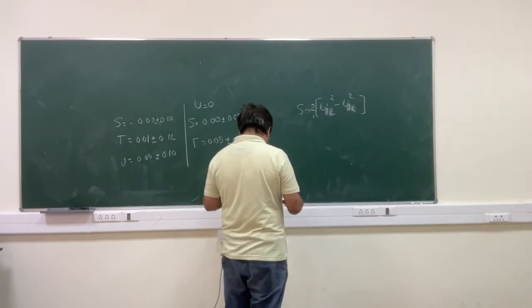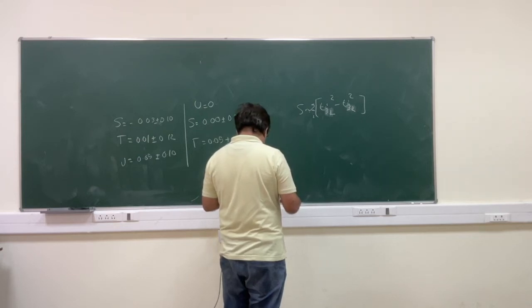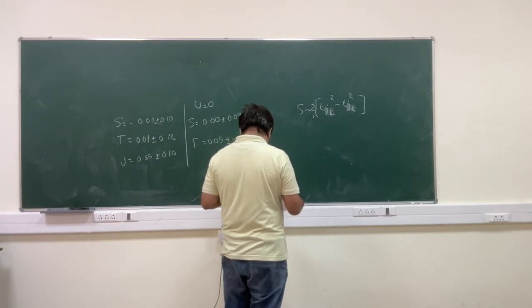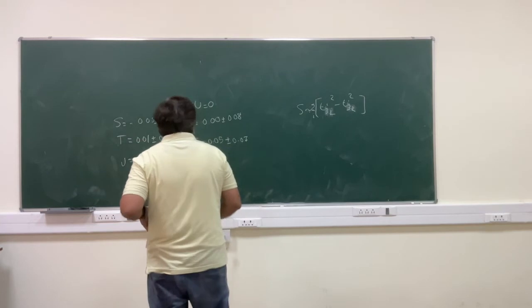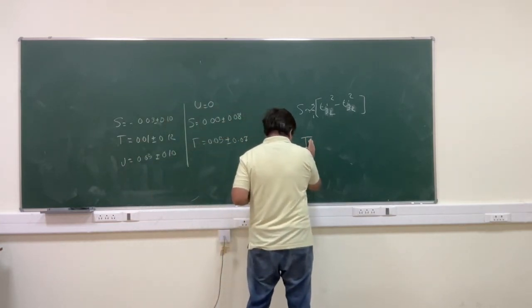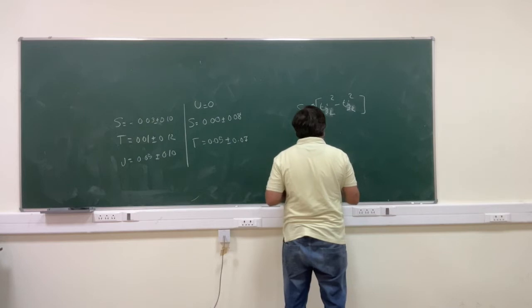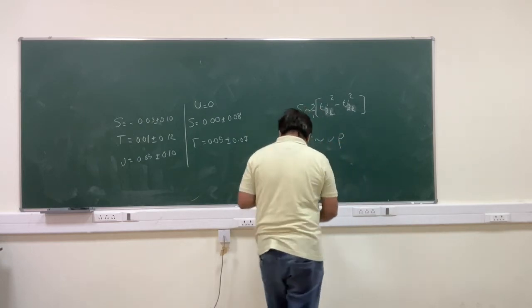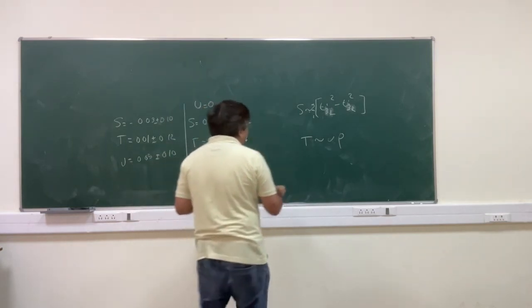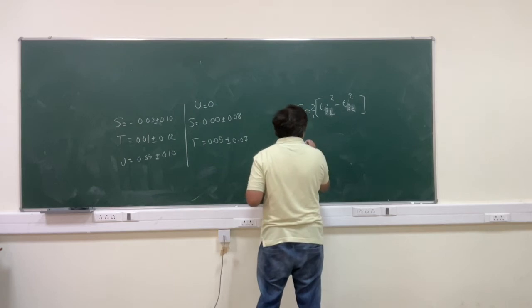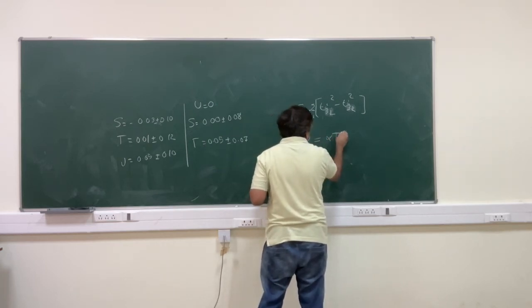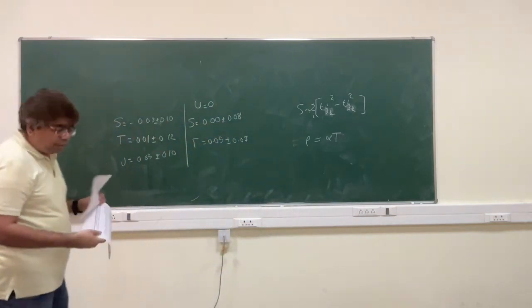Let me see if I can define the expression. So T, or delta T as it is sometimes called, the expression is, I think it's correct, rho is equal to alpha times T. So the rho parameter and the T parameter are roughly the same.